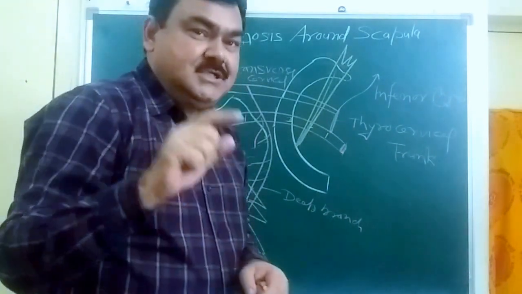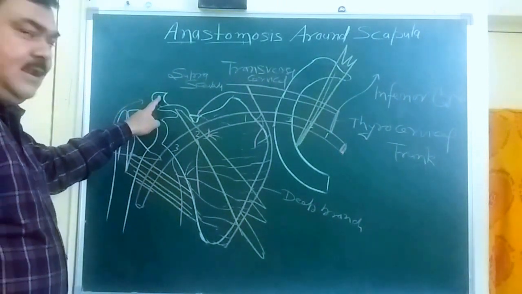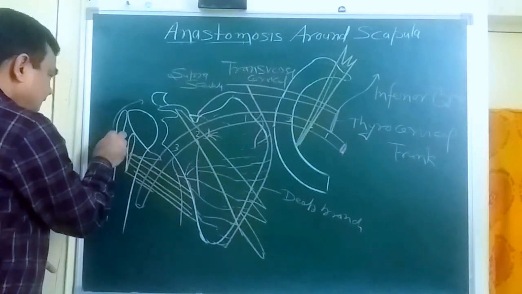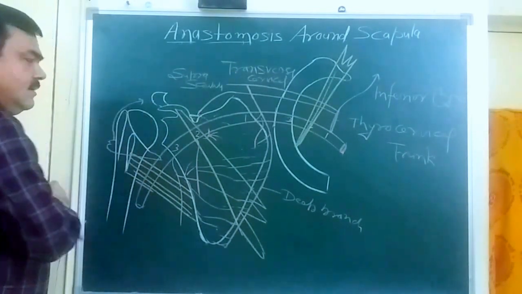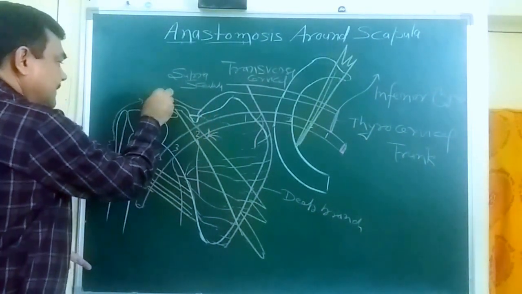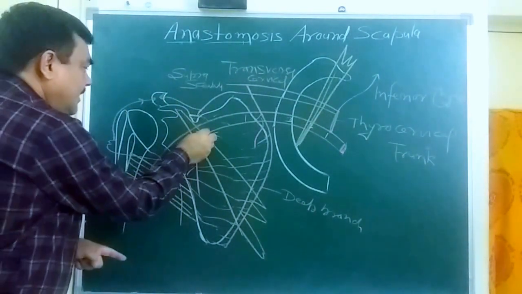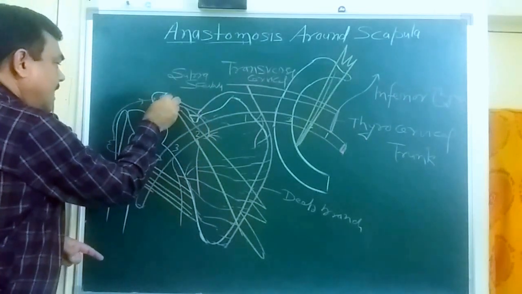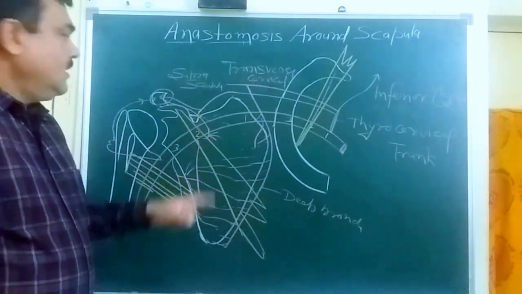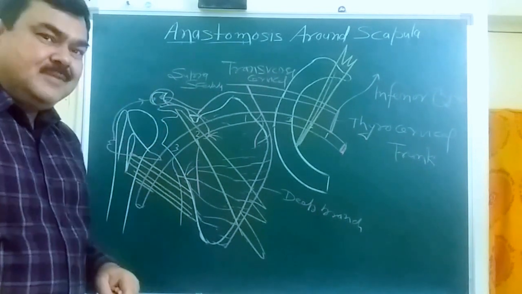And the anastomosis around the acromial process. This is the acromial process. Here is the posterior circumflex humeral artery. It gives an acromial branch. Here is the suprascapular artery. It gives an acromial branch. And here is the acromiothoracic artery. It gives an acromial branch. And all three branches anastomose with each other and form the anastomosis around the acromial process.